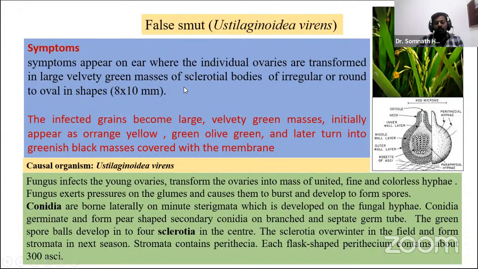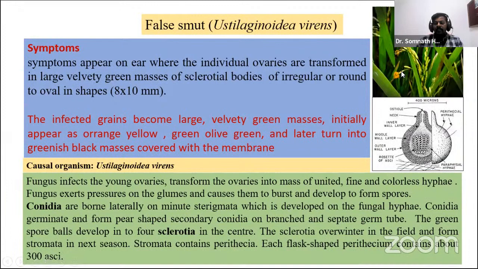So these are the sclerotial bodies appearing on the seeds, the kernels of the seeds. The infected grains become large velvety green masses, initially appearing orange-yellow, green, olive green, and later turning into greenish black masses covered with a membrane. After the rupturing of the membrane, the color changes at an interval of 8 to 10 days.